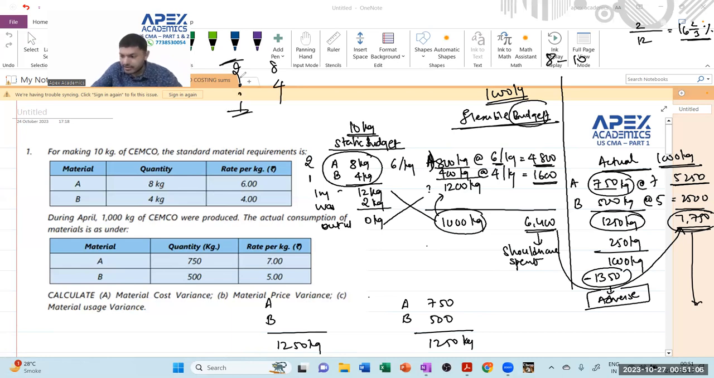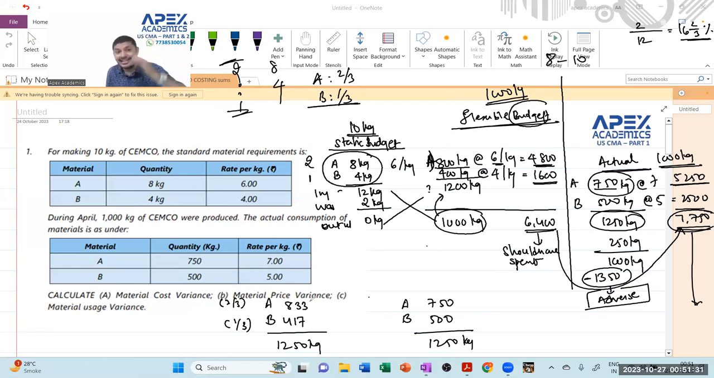So divide 1250 by 3. I get the answer here 417 because this is 1 by 3 and this is 2 by 3. A is 8, that is, A is 2 by 3 and B is 1 by 3. Are you with me on that? So A is how much? 1250 into 2 divided by 3. So this is 833.